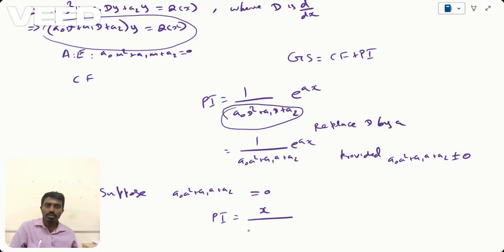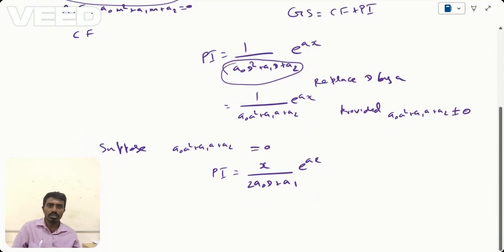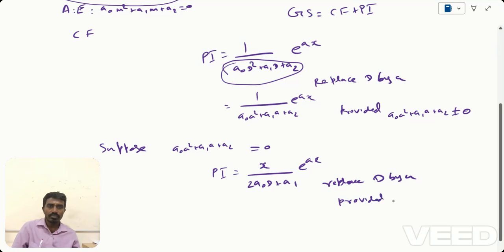Then what do we get? x into e power ax divided by 2a naught d plus a1, because we are differentiating with respect to d. Now proceed like the previous step, that is replace d by a, provided 2a naught a plus a1 should not be equal to 0.